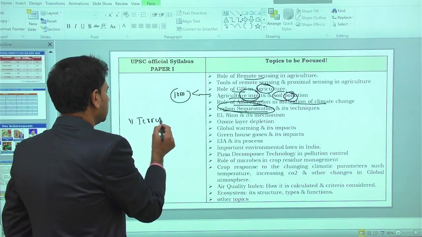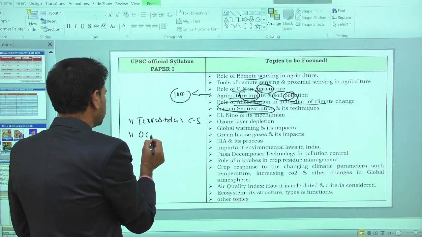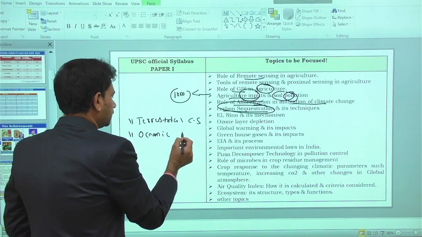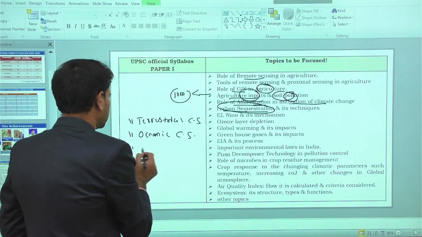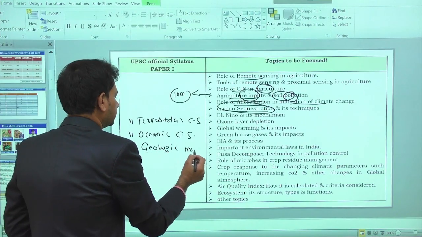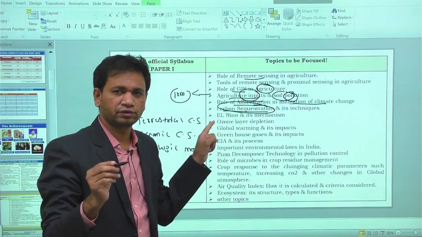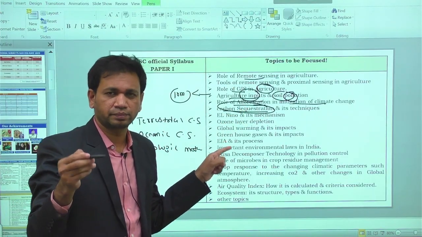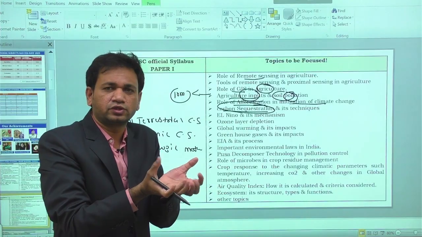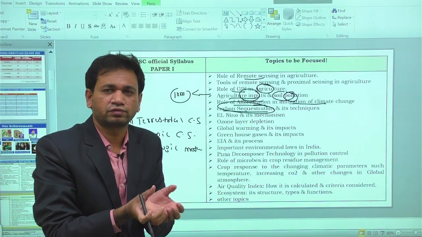One is the terrestrial carbon sequestration method, another is oceanic carbon sequestration, and another is the geologic method of carbon sequestration. Terrestrial means afforestation. Whenever you plant trees, over a period the tree species is going to absorb the available CO2 from the atmosphere.